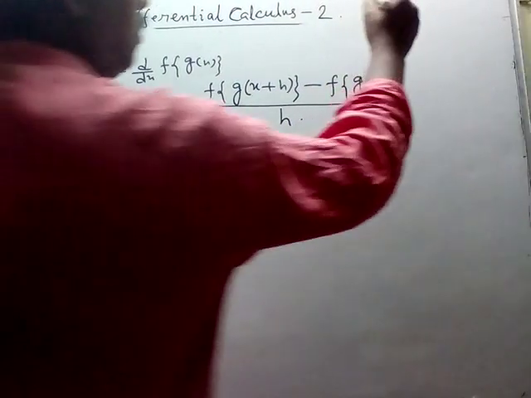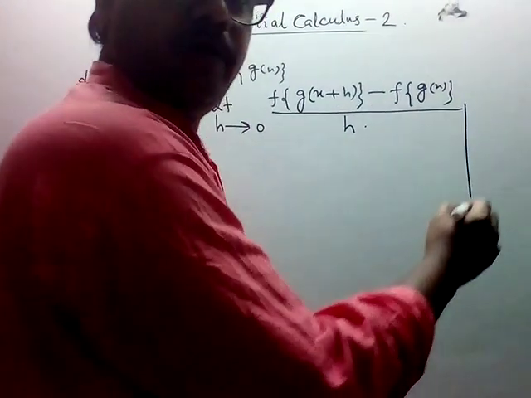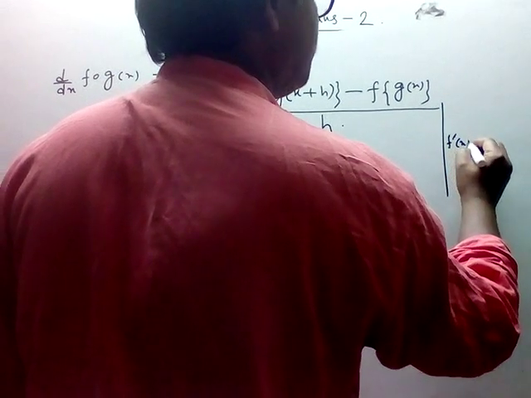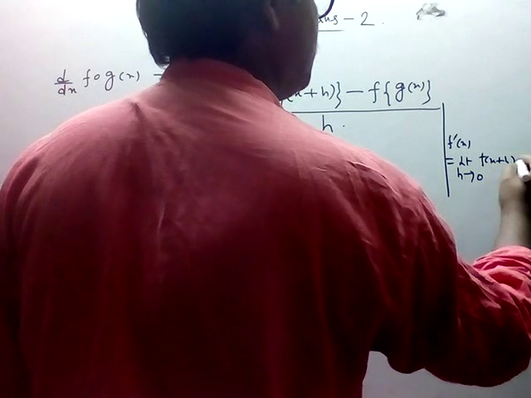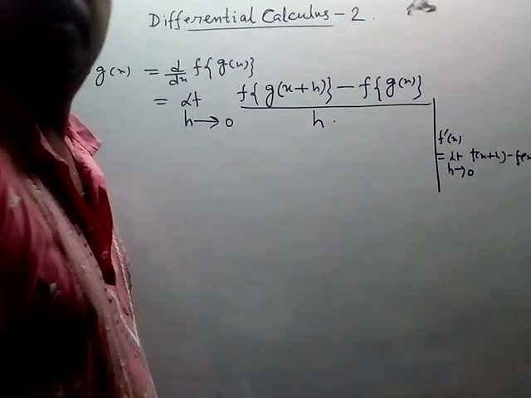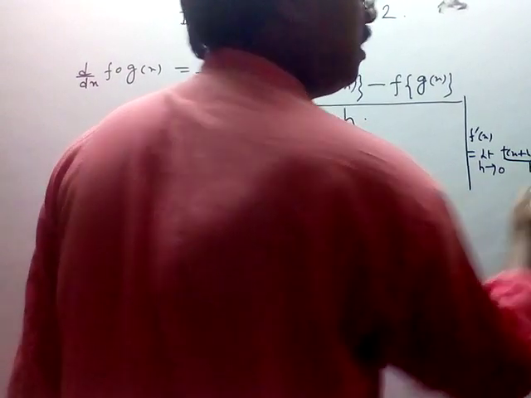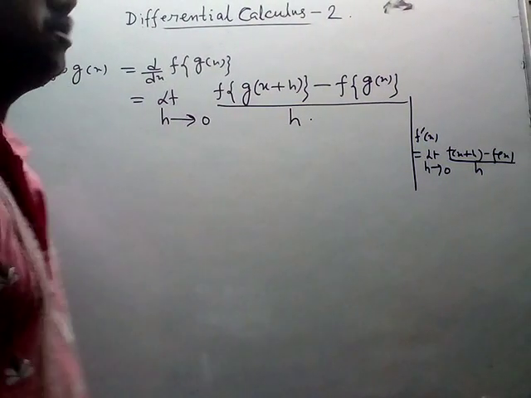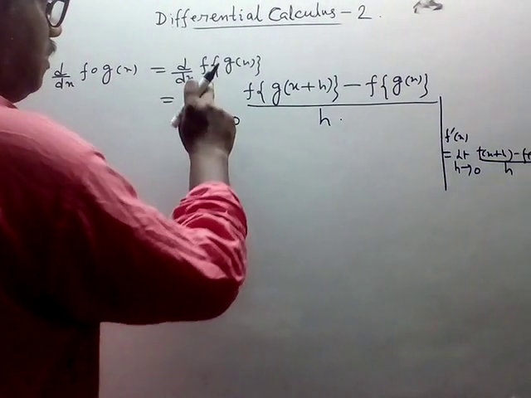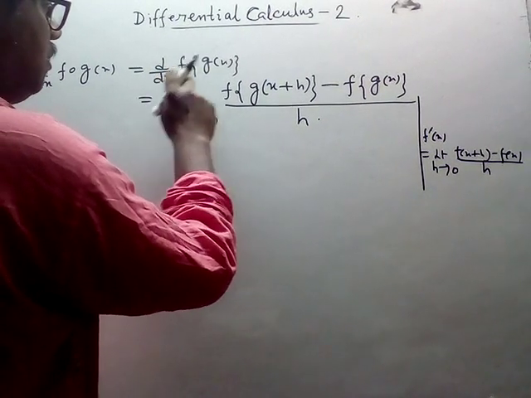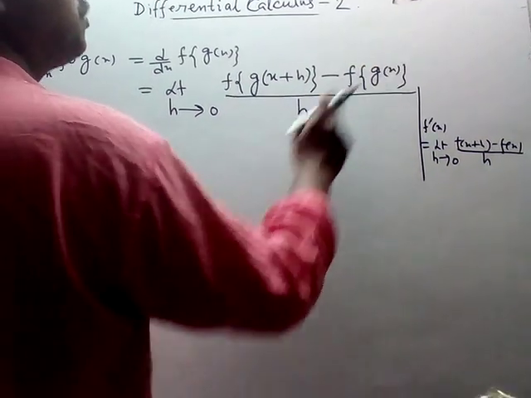We know f dash x is equal to limit h tends to 0 of f of (x plus h) minus f(x) by h. So here the derivative of the function f of g(x) is f of g(x plus h) minus f of g(x) by h.